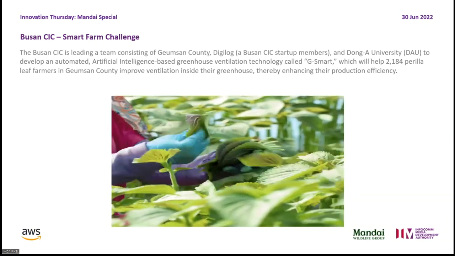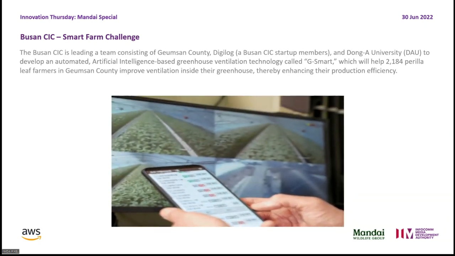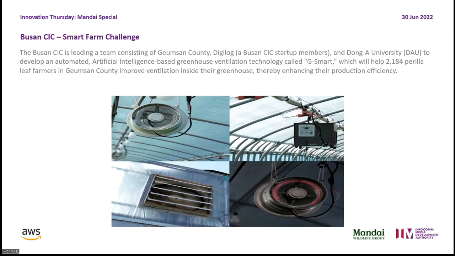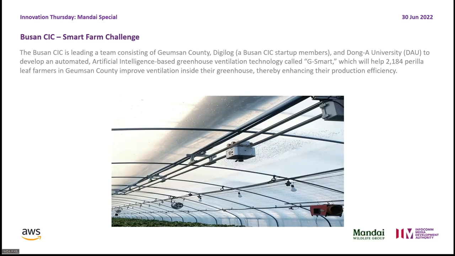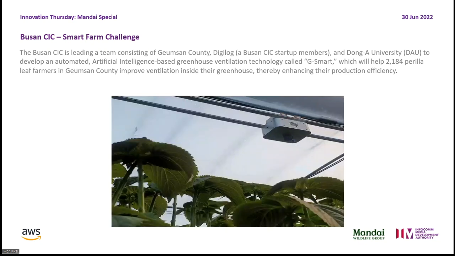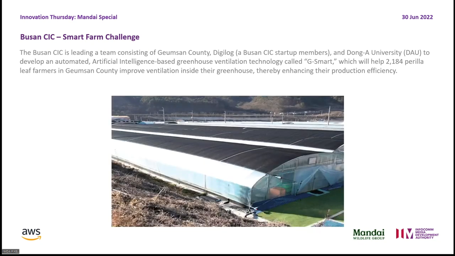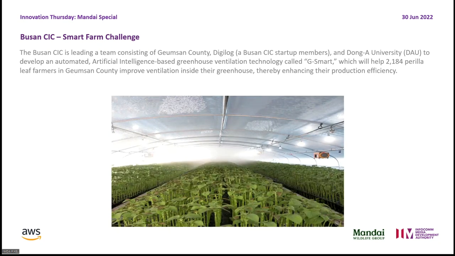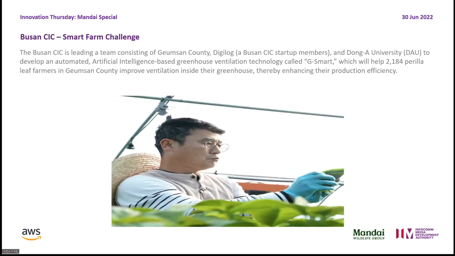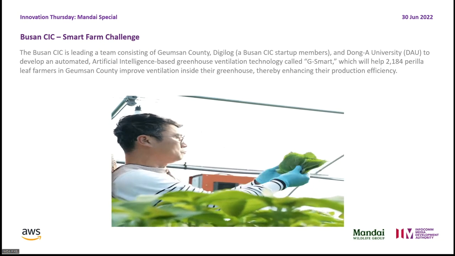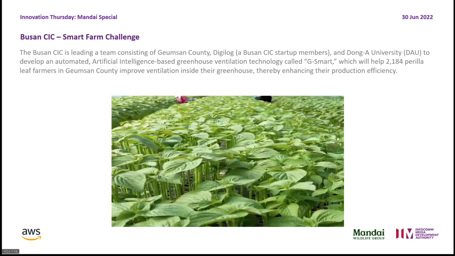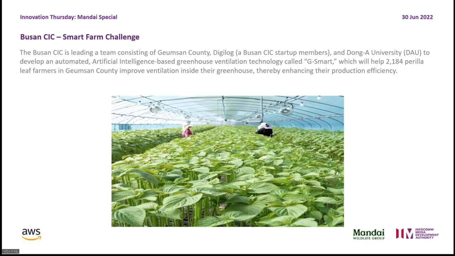This is Busan. This is a smart farm challenge. In Busan, in Korea, they actually eat these things called pareo leaf. If you've gone to Korean restaurants, you'll see this, right? So this is an example of a smart farm that went through the cloud innovation challenge. This is the actual farmer who provided a challenge, and a company took it up, DigiLog, and they built this particular greenhouse.